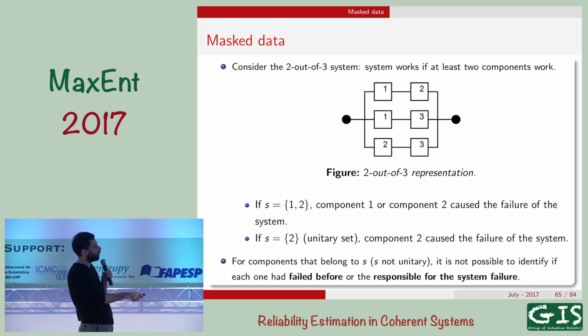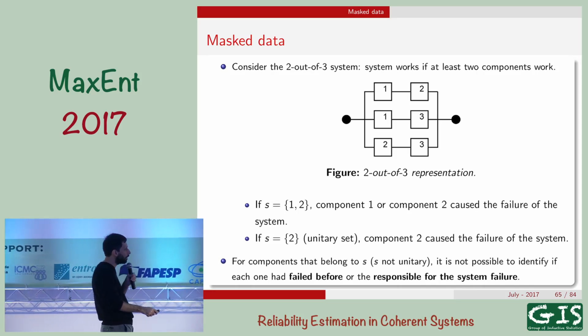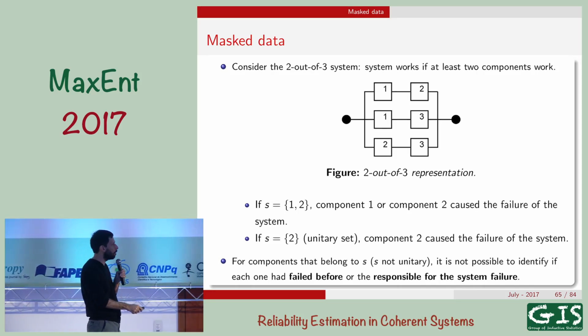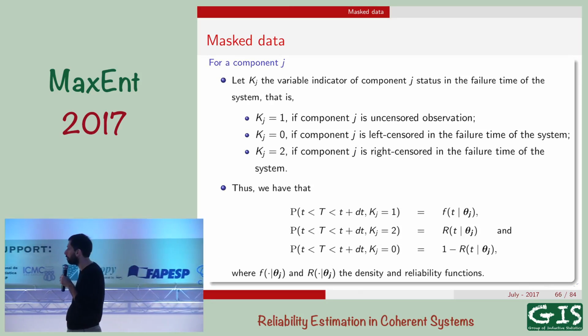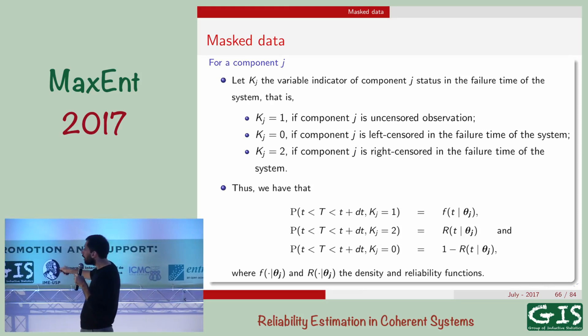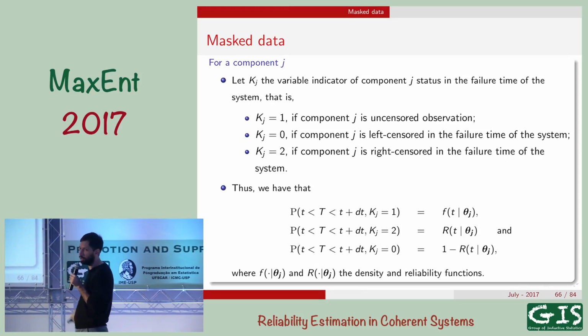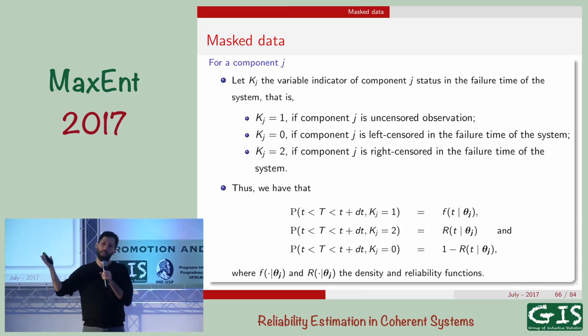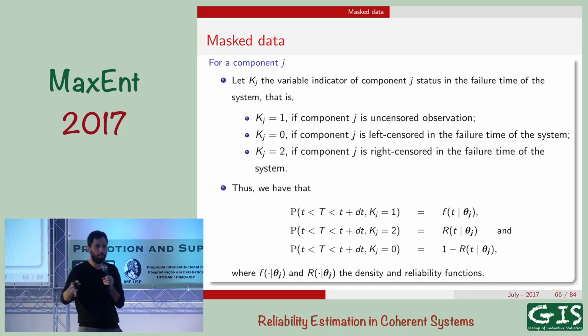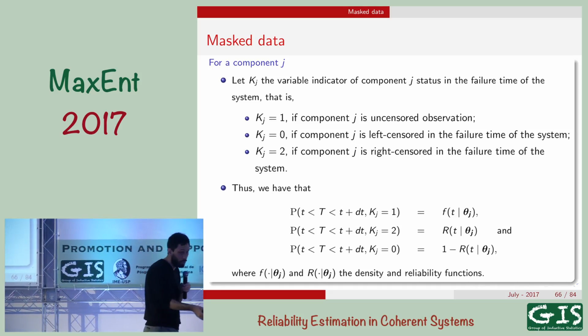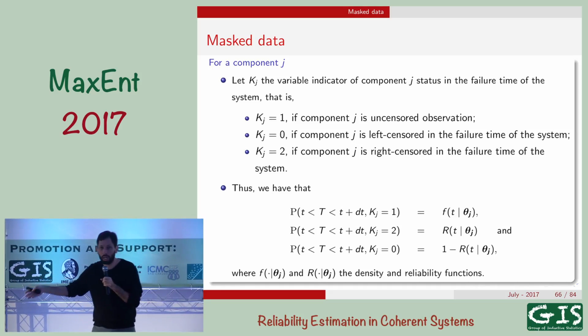I know component 1 or component 2 produced the failure. If I have a unitary set, then I know which component produced the failure. But now we will need another notation. So we have failure time, sensor, masked. Every time that we add something, we also have to add some notation.